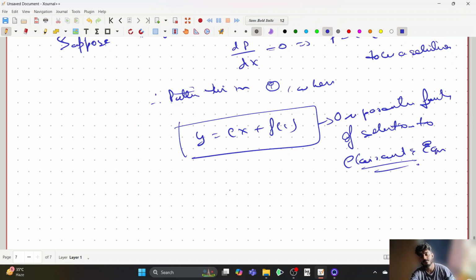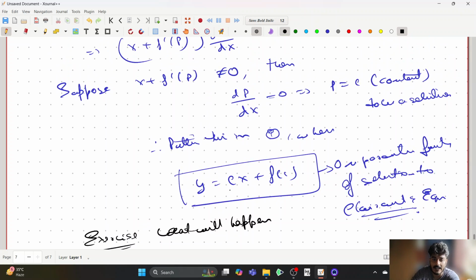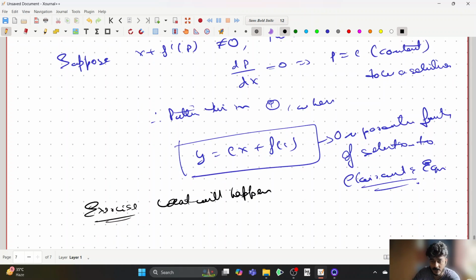Is it clear? So this is just an exercise for the end of the session. Exercise. What will happen? See, we have assumed here that x + f′(p) is non-zero. What will happen if it's 0? So what will happen if x + f′(p) is exactly equal to 0?